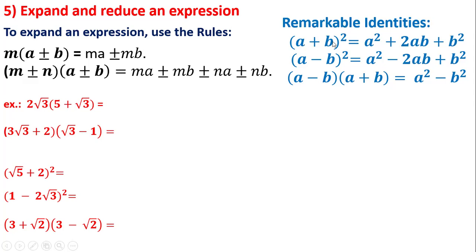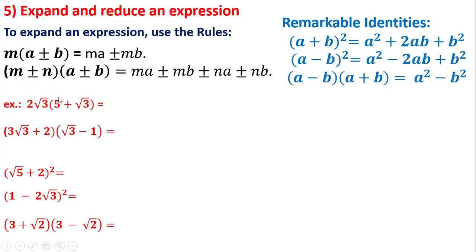If you have a plus b all of it squared, this is the first remarkable identity. It's a squared plus 2ab plus b squared. The second remarkable identity, a minus b all of it squared. It's a squared minus 2ab plus b squared. The third remarkable identity, two parentheses multiplied together, but we have the same numbers inside. A minus b into a plus b is a squared minus b squared. We will choose one of these 5 rules in order to develop or to expand these exercises.